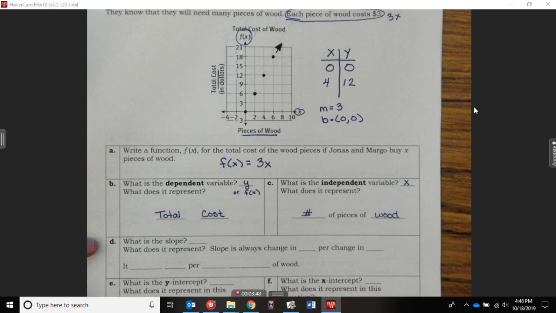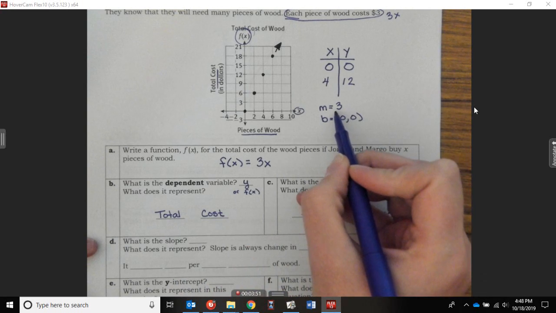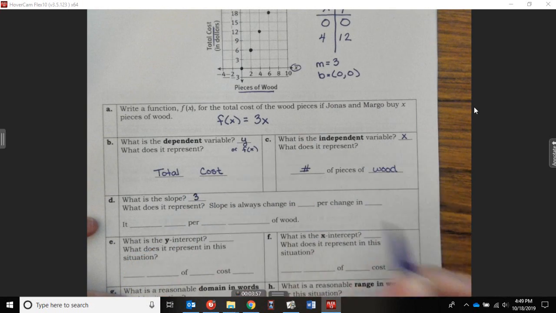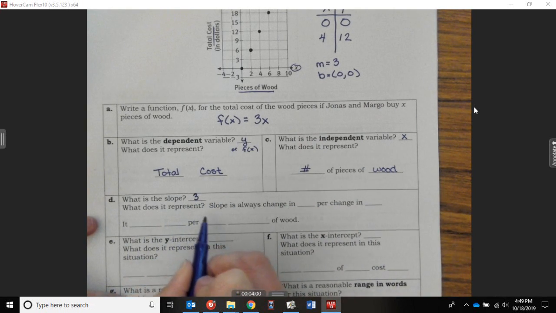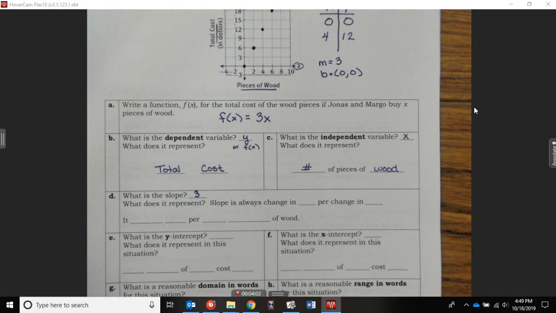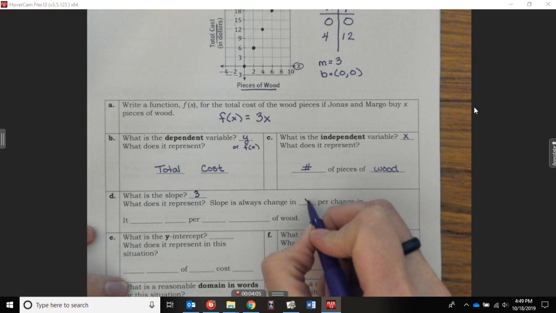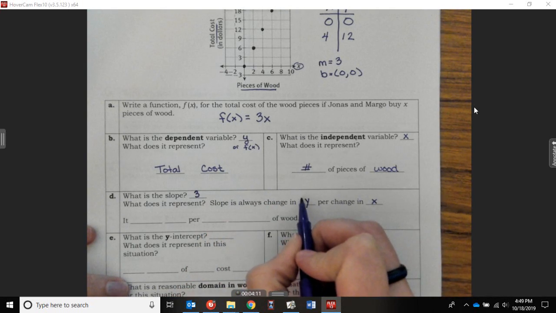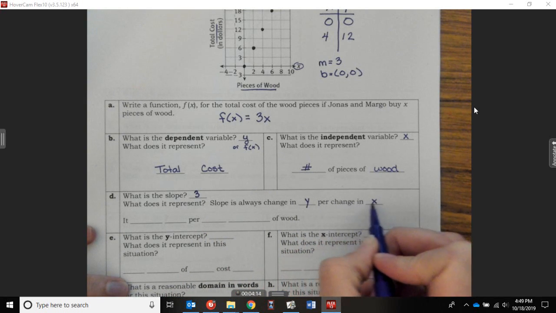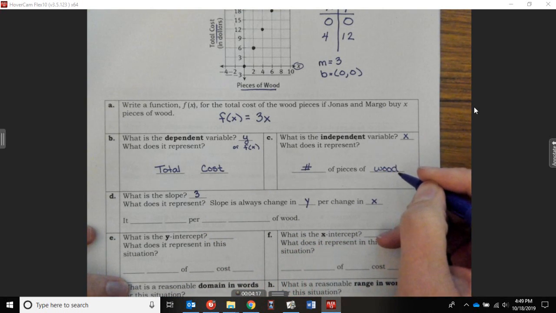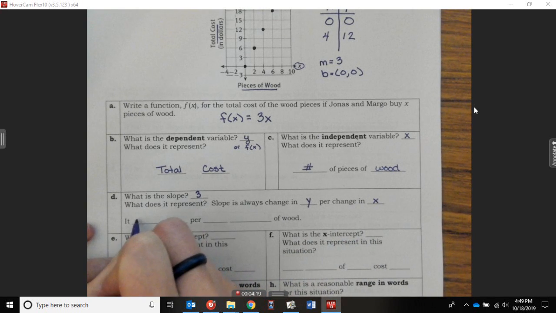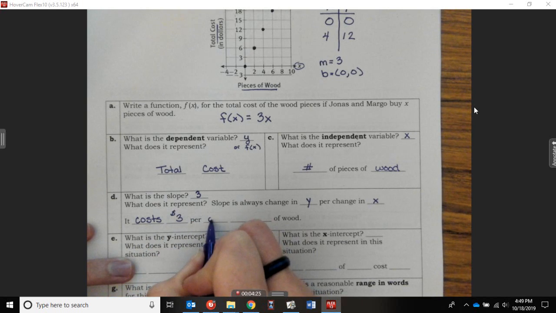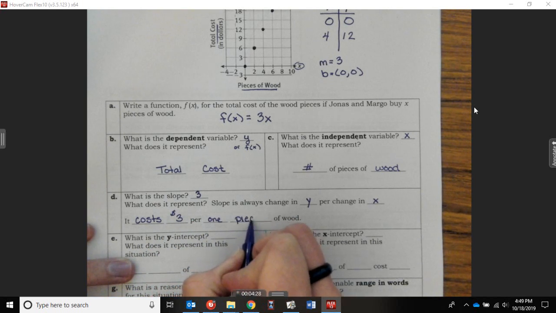So our slope, in this situation, we found to be 3 by using our calculator. So we're going to put that there. And what does it represent? Well, this is kind of why we're doing this lesson. It is always the change in y per the change in x. And we said that the y was the total cost, right? So it's the total cost per change in x. X is the pieces of wood. So my fill in the blank here: it costs $3 per 1 piece of wood.